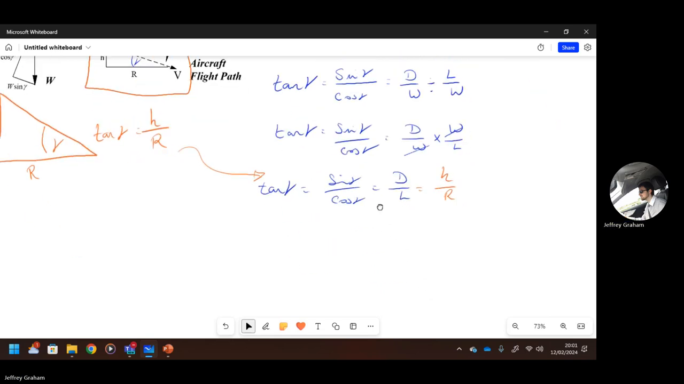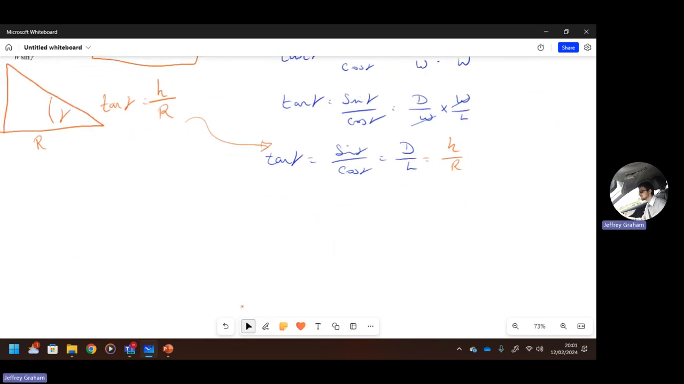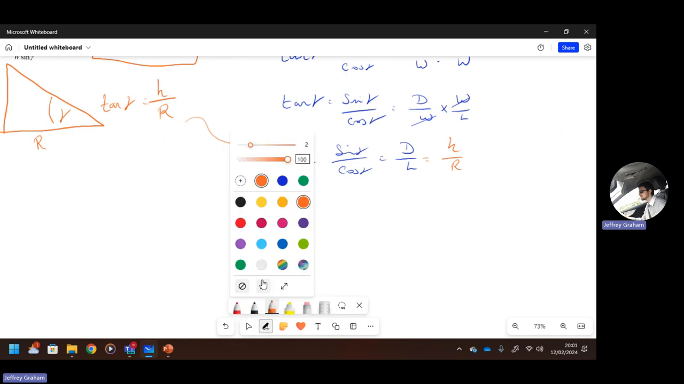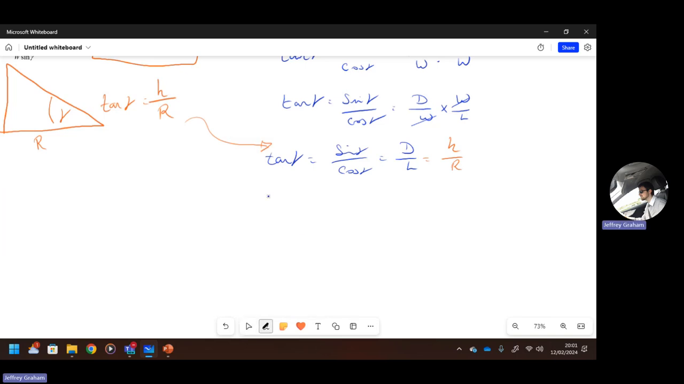Right. Very rarely do we have a drag to lift ratio on an aircraft. What we actually get is the lift to drag, which means you can see if we invert this one, we will get the lift to drag ratio. So we're inverting this one, we have to invert everything else. Inverting that gives us 1 over the tan, which is the cosine over the sine, gives you the lift to drag ratio, which now says it's the range over the altitude.